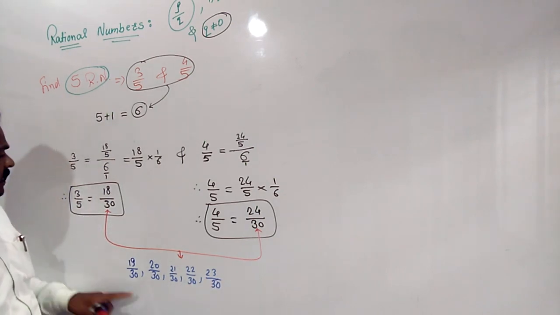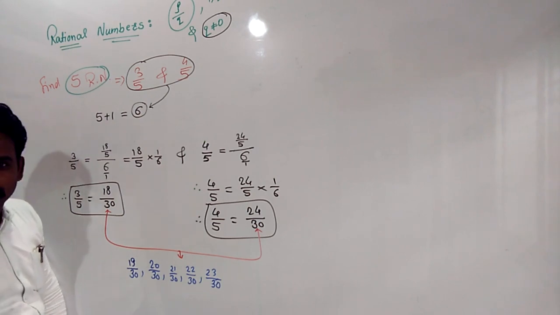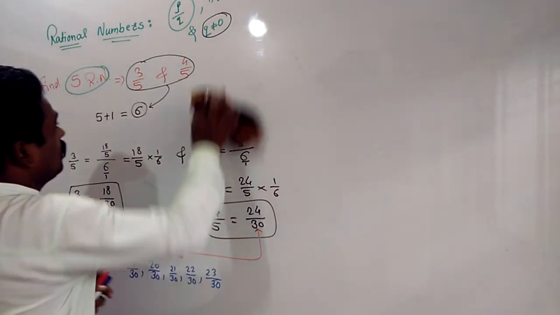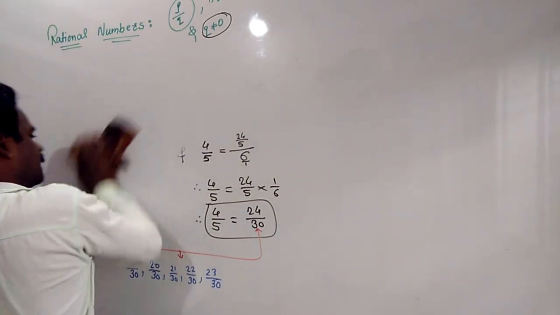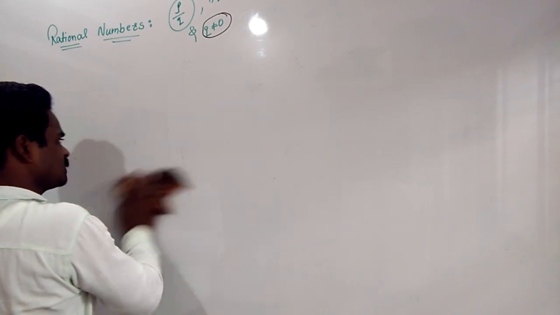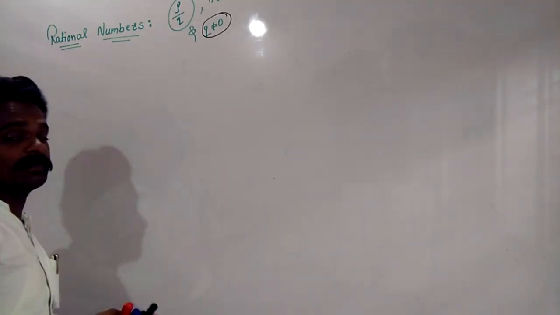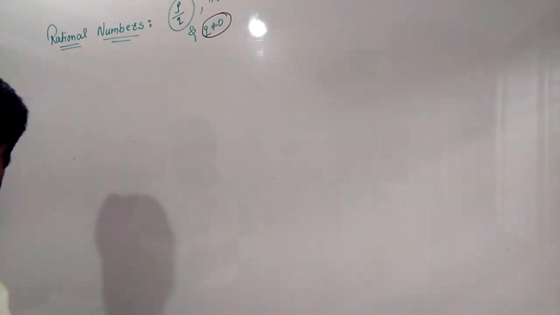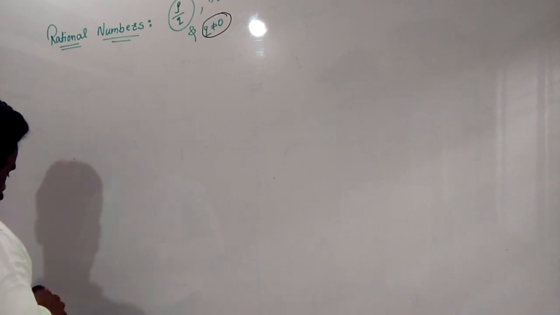5 rational numbers in between 3 by 5 and 4 by 5. Doesn't matter. One more question is there, which is based on rational numbers only, and we have to tell the truth of those statements. Is it true or false? State whether the following statements are true or false. Okay, fine. So the first one is: every natural number is a whole number.